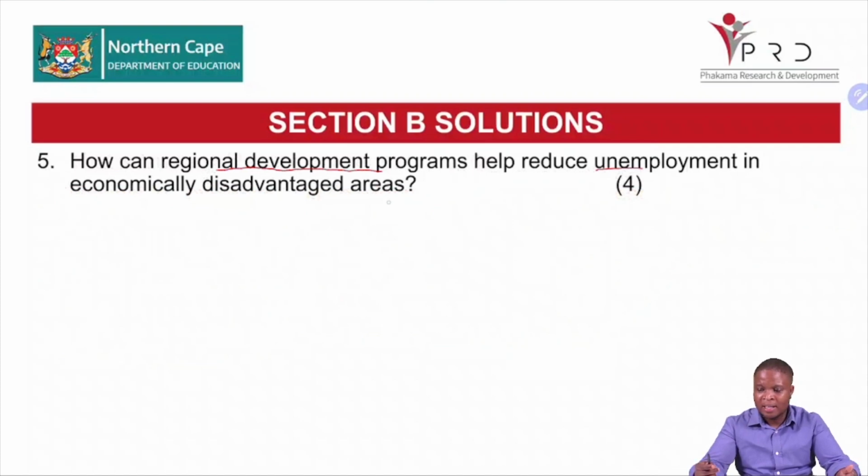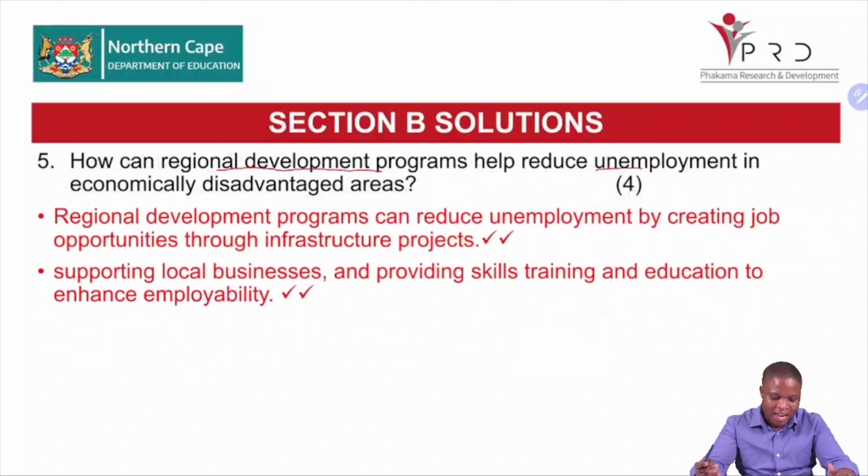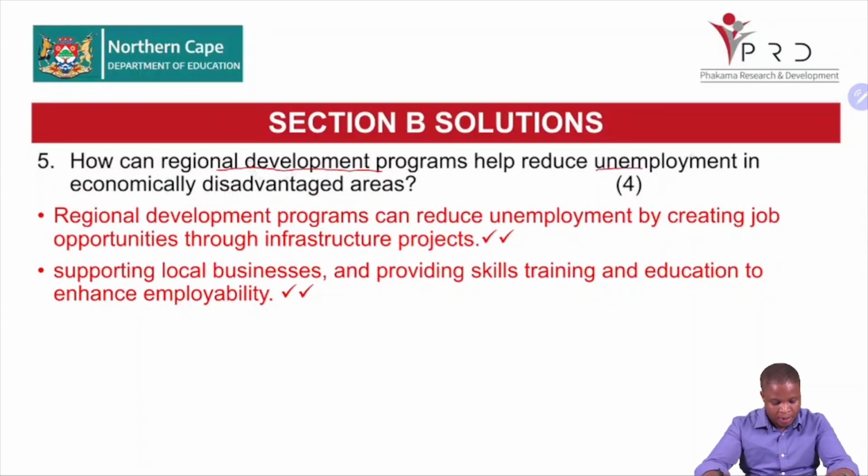Right, let's look at the marking guideline. Also, you're looking at your responses. If you are aligned with what we are asked, what you are asked is how is regional development creating employment? Regional development programs can reduce unemployment by creating job opportunities through infrastructure projects. So the first thing for us to have regional development, there must be infrastructure. We must have roads, we must have communication lines, we must have energy. So they must put a source of energy, the electricity that we are using, and if they are using solar, there must be energy there, right?